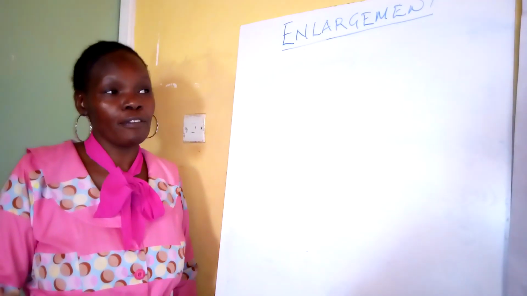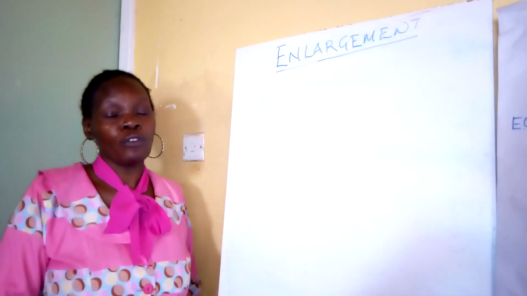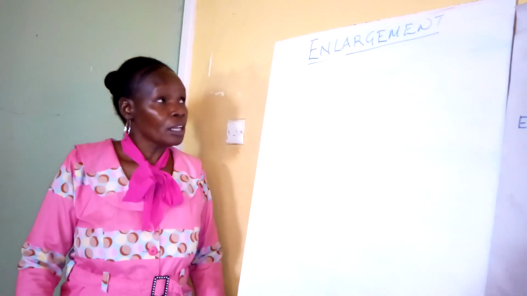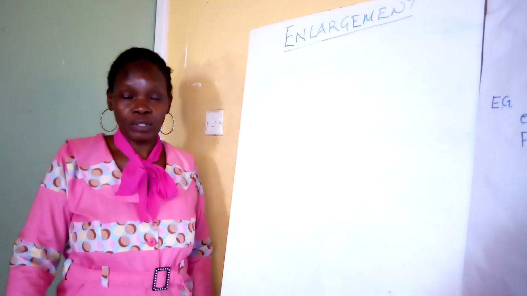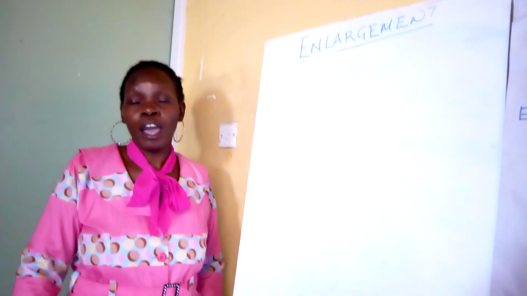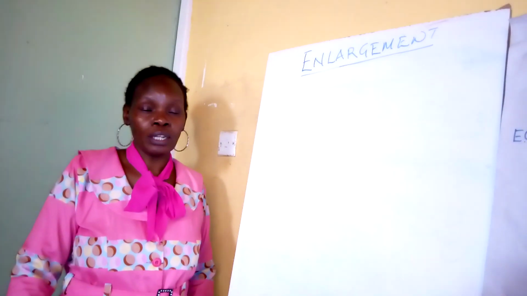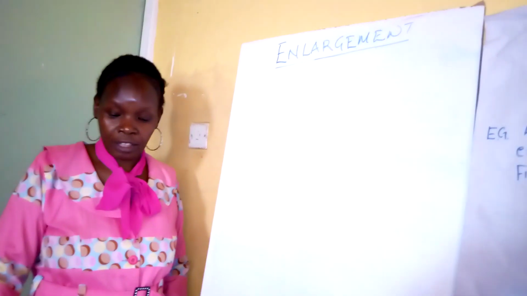Today I'm teaching you on the subtopic of enlargement under the topic of similarity and enlargement, and the knowledge you're supposed to have when we are doing this topic is use of the Cartesian plane on your graph book. Now, enlargement is a transformation process that we do in mathematics. We have other transformation processes like rotation and reflection, which you have already covered before.